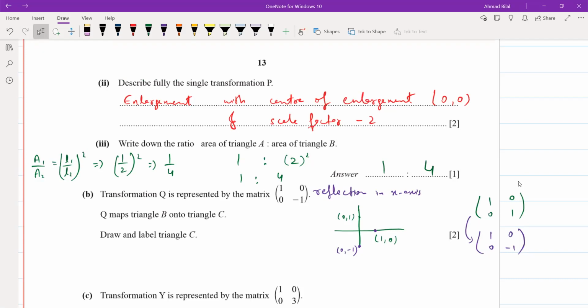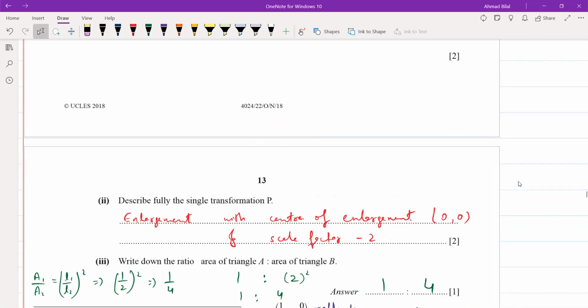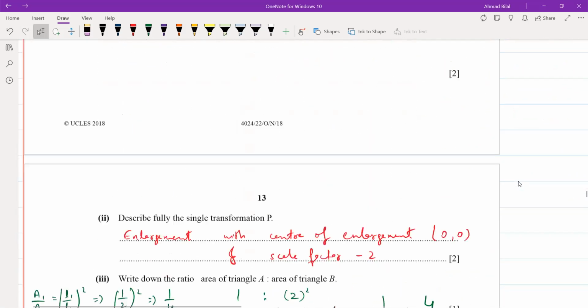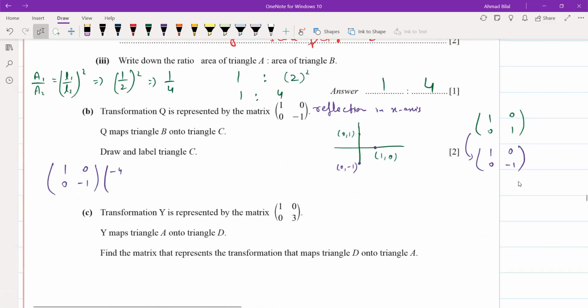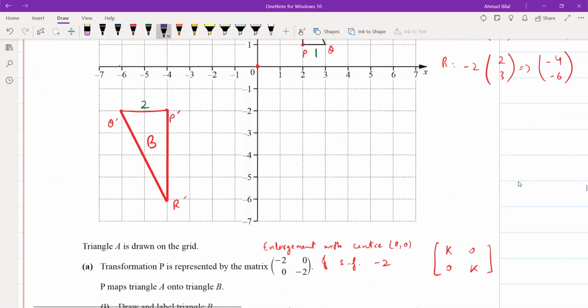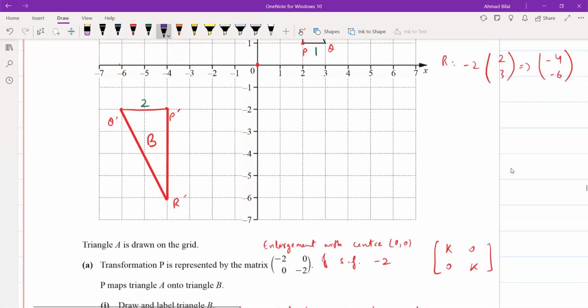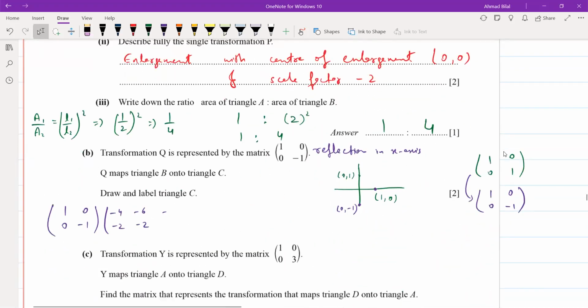The other possibility again is the same, कि आप matrix method use कर लो (1, 0; 0, -1). आप क्या करो, coordinates जो हैं B के coordinates क्या थे? B के coordinates were (-4, -2), (-6, -2), and (-4, -6). ठीक है, इनको मल्टीप्लाई कर दें, you will get the coordinates of C. उनको प्लॉट कर देंगे और आपके पास वो ट्रायंगल आ जाएगा. Right? You can also do it using this method.